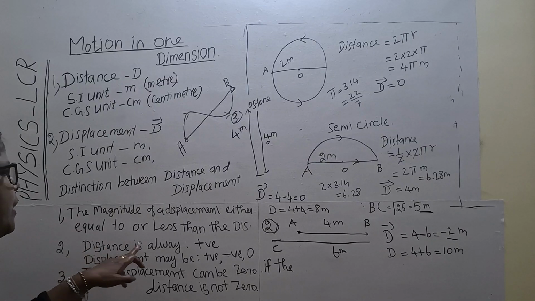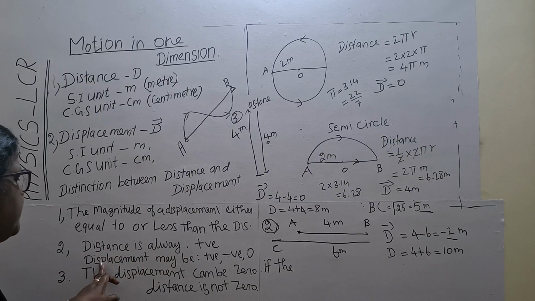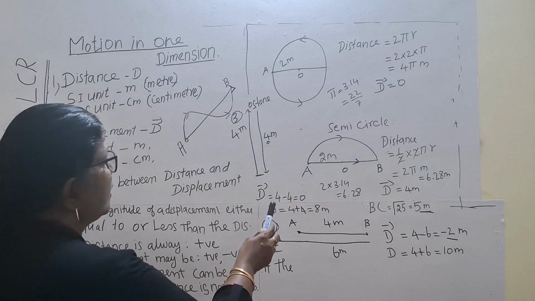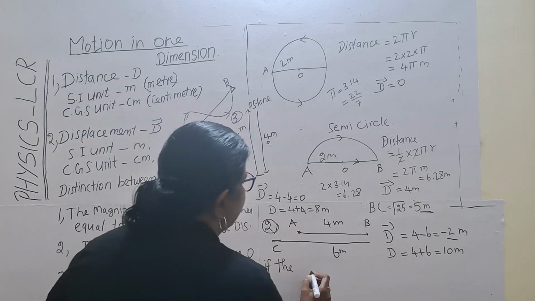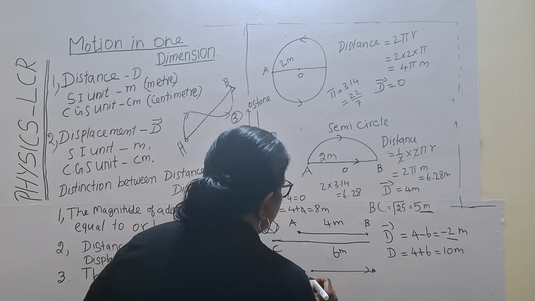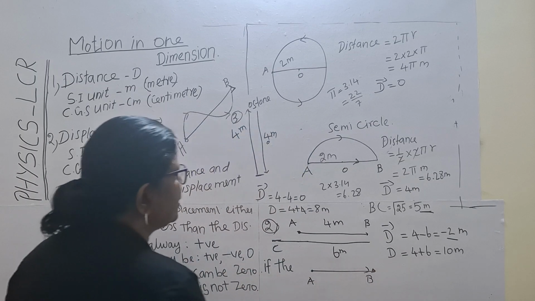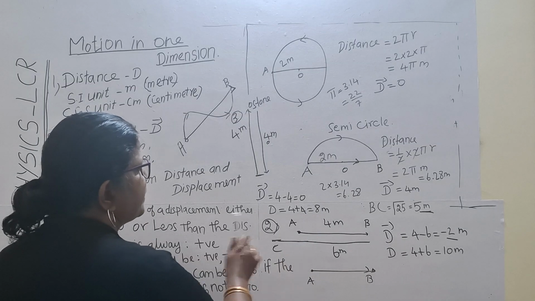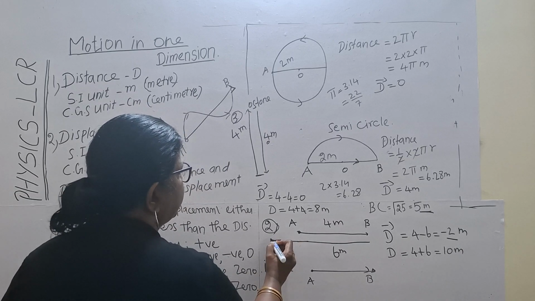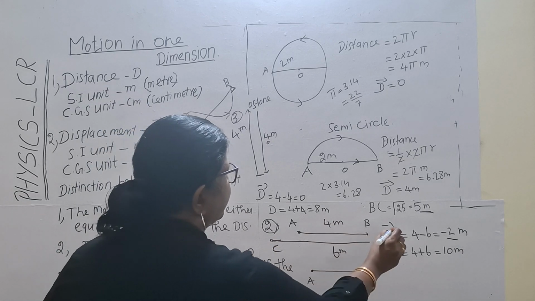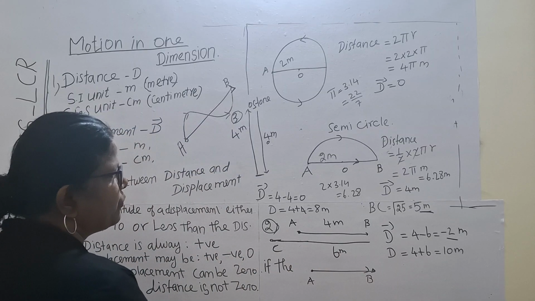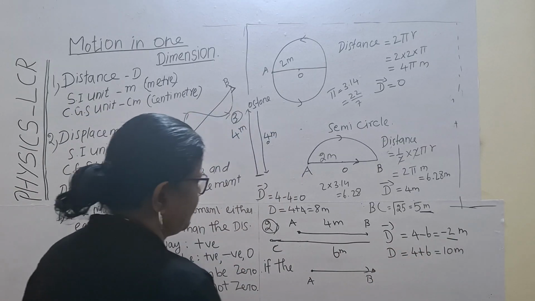Second one, distance is always positive. Displacement may be positive, negative, or 0. So positive, we can say this is positive, the same direction it is traveling. This will become a positive value. This diagram is a negative value. A to B it is traveling, then B to C it is coming back. One direction we consider positive, the opposite direction we take as negative. So 4 minus 6, so minus 2 meter will come.